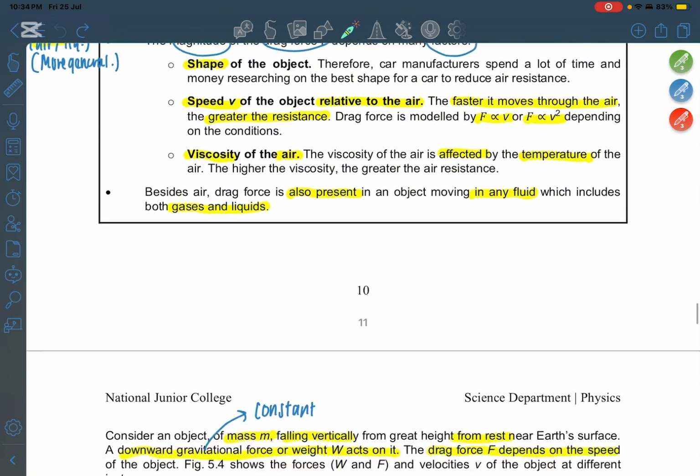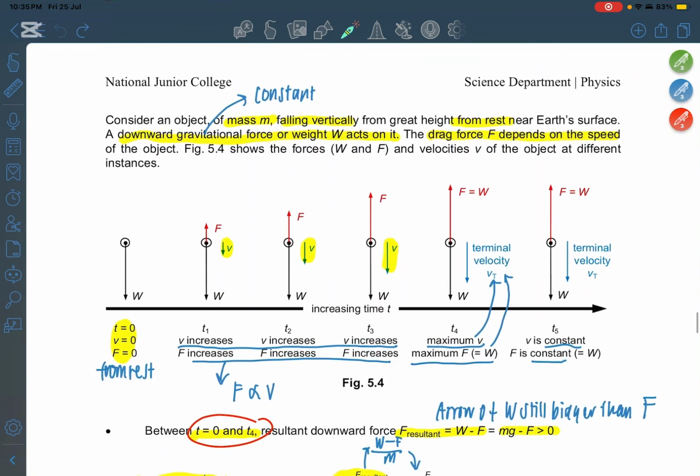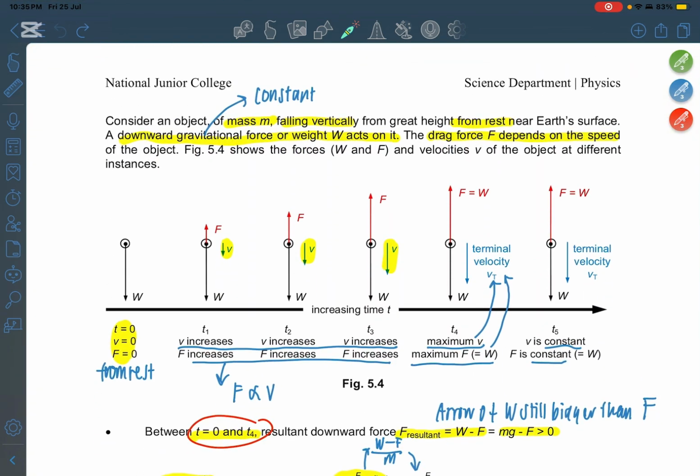So consider an object of mass m falling vertically from a great height, from rest, that means u equals 0, no initial energy, near the Earth's surface. A downward gravitational force, or weight, acts on it. The drag force F depends on the speed of the object. So let's analyze this.